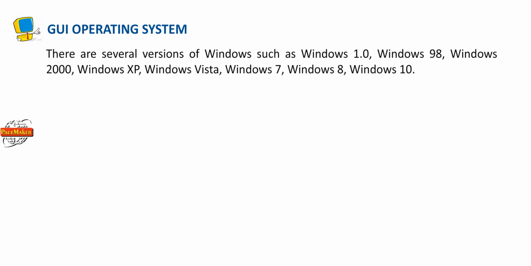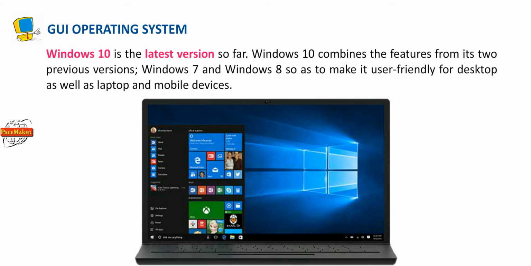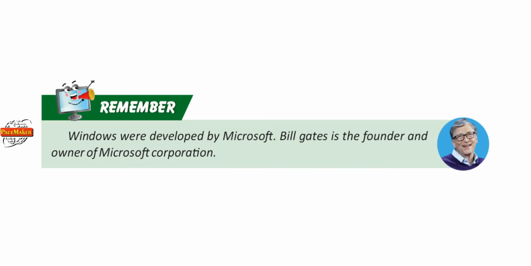There are several versions of Windows such as Windows 1.0, Windows 98, Windows 2000, Windows XP, Windows Vista, Windows 7, Windows 8 and Windows 10. Windows 10 is the latest version so far, which combines the features from its two previous versions, Windows 7 and Windows 8, so as to make it user-friendly for desktop as well as laptop and mobile devices. Remember, Windows was developed by Microsoft. Bill Gates is the founder and owner of Microsoft Corporation.